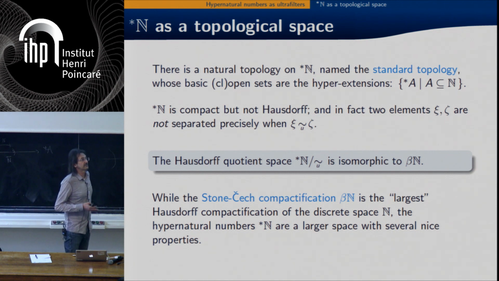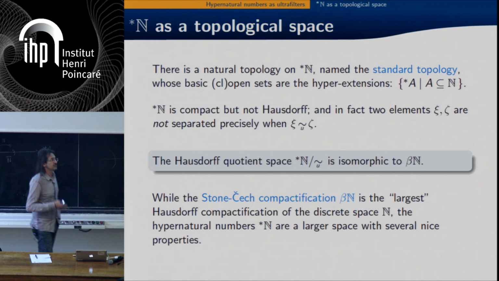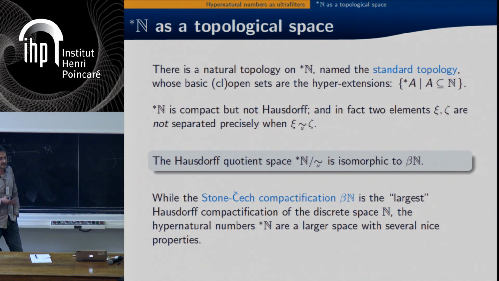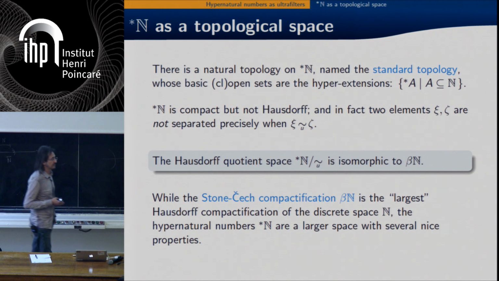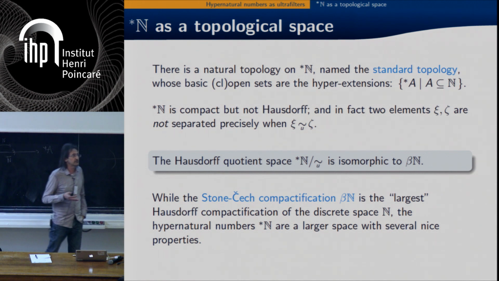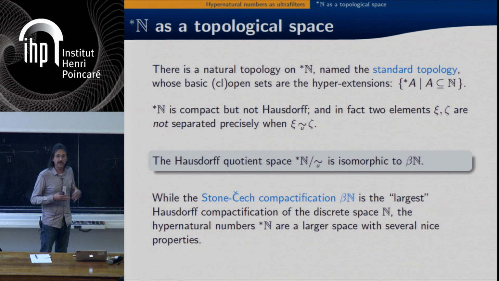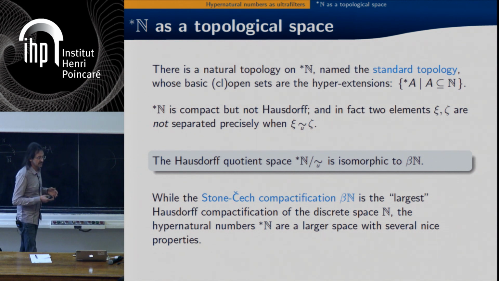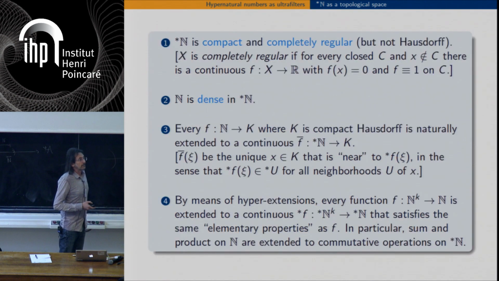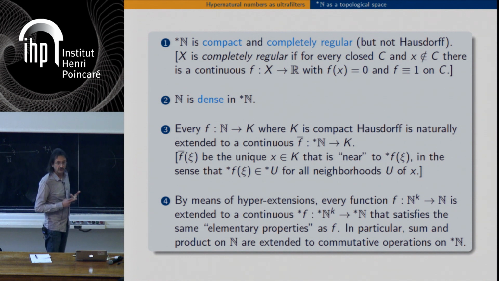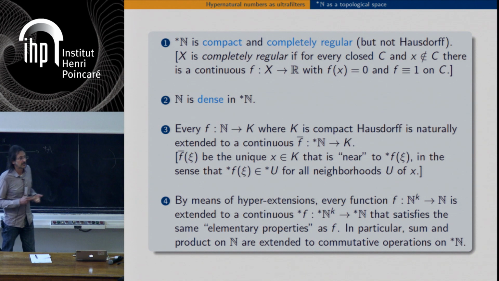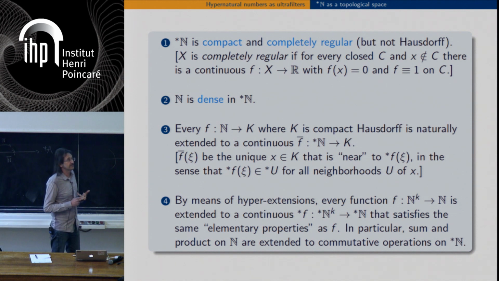But let me tell you that, okay, the Stone-Čech compactification is in some precise sense the largest possible Hausdorff compactification of the discrete space of the natural numbers. This space we have now, the hypernatural numbers, is an even larger space, but still it satisfies nice properties. For instance, it is compact, it is completely regular, although not Hausdorff. The natural numbers are dense in it.